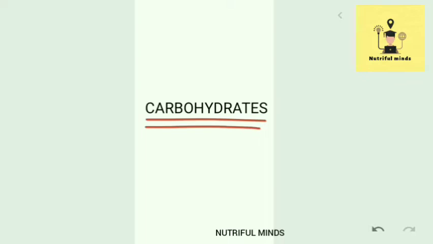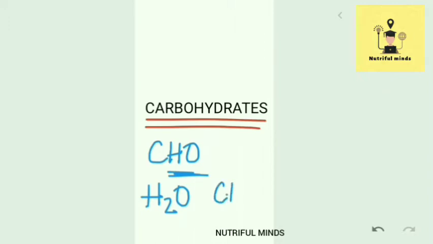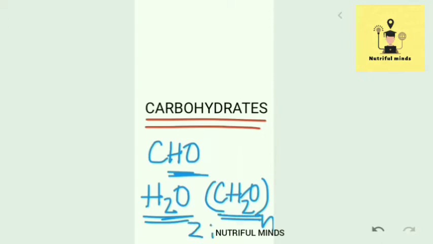Carbohydrates are organic compounds made up of carbon, hydrogen and oxygen. They are called carbohydrates because hydrogen and oxygen are present in the same proportion as found in water. The formula of water is H2O, whereas the formula of carbohydrates is CH2O into N, where N is the number of carbon molecules. The proportion of hydrogen and oxygen in both water and carbohydrates is 2:1.